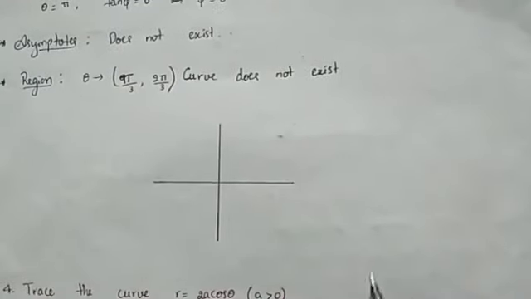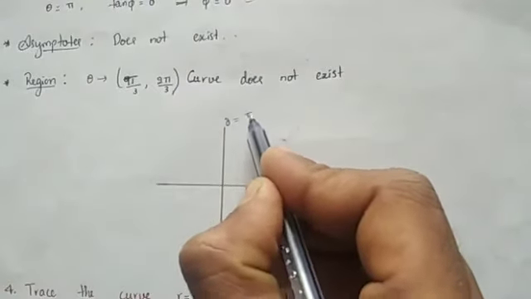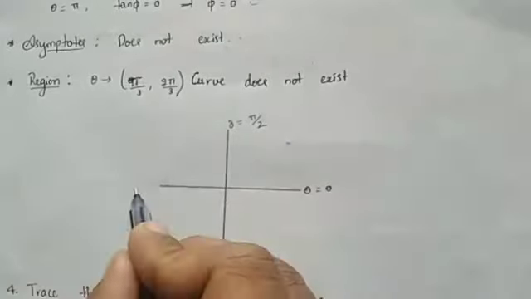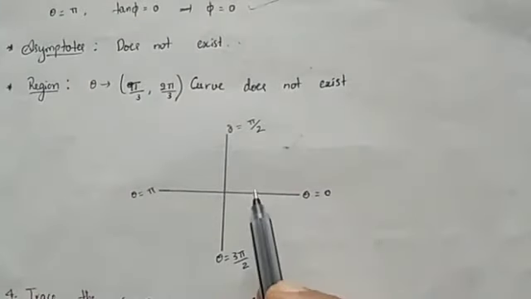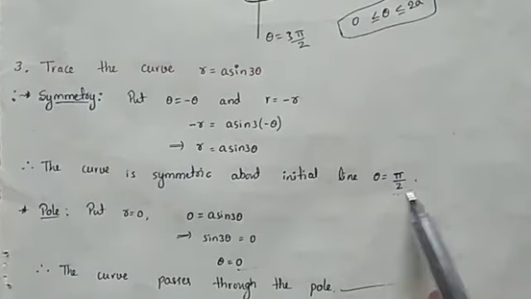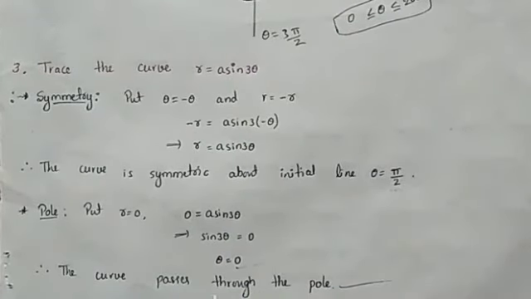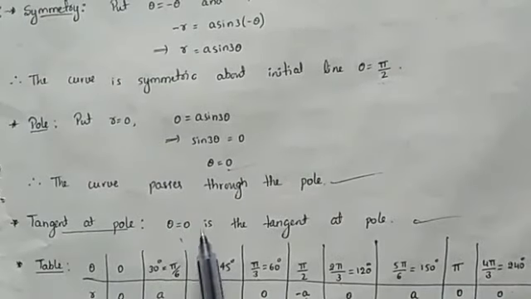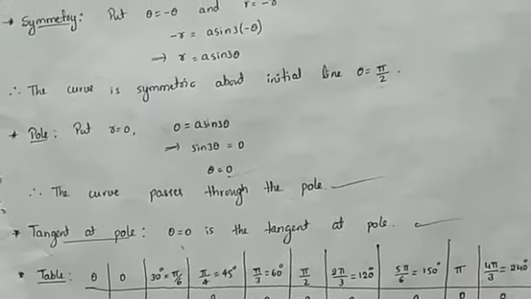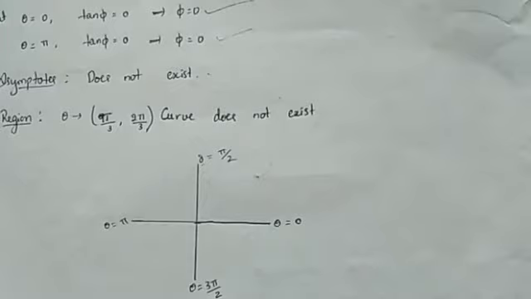Next we move on to trace the curve. This is the theta is equal to 0 line. This line is theta is equal to pi by 2 line. This line is theta is equal to pi. This line is theta is equal to 3 pi by 2. The first point is the symmetry. The curve is symmetric about theta is equal to pi by 2 line. The next one is the pole. The curve passes through the pole. The next one is the tangents at the pole. Theta is equal to 0 is the tangent at the pole. This line is the tangent at the pole.